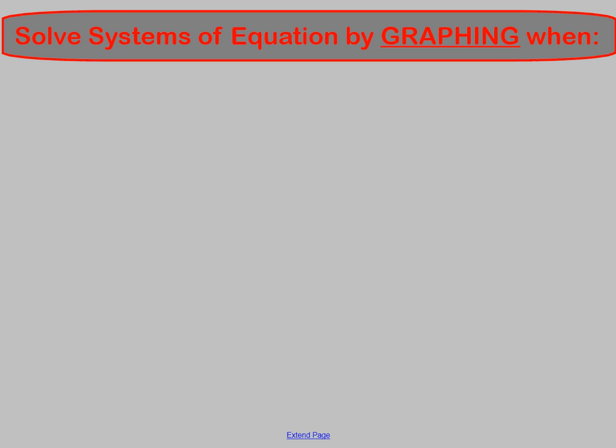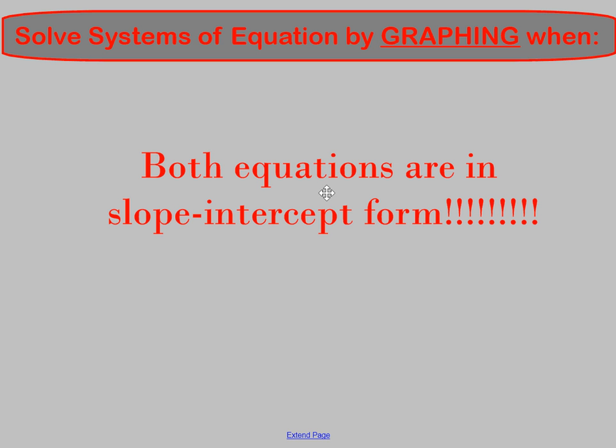So when do we want to solve a system of equations by graphing? Because we can solve a system of equations in many different ways that we'll be talking about throughout this unit. In this case, we want to solve a system of equations by graphing when both equations are in slope-intercept form. That means both are in y equals mx plus b. Now, you can still solve an equation by graphing if they are not in slope-intercept form, but it's not going to be the fastest and most efficient way.